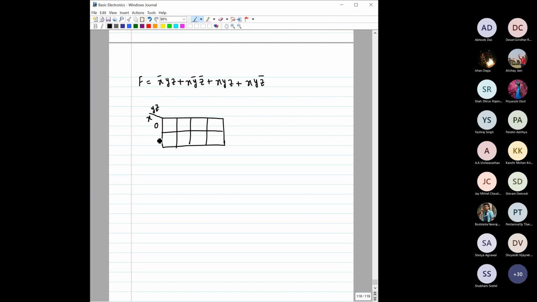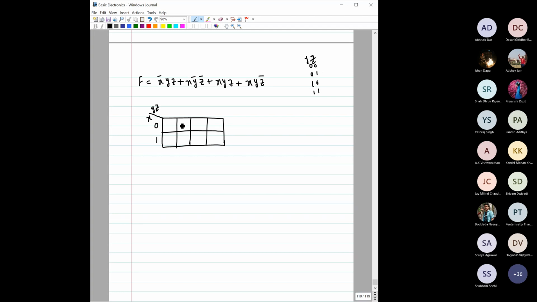So x would be 0, 1. For yz, we have to be a bit careful. Why are we putting yz values here? yz values can vary like 0 0, 0 1, 1 0, 1 1, right? There are 2 variables. Y can take 0 and 1, and Z can also take 0 and 1. So based on that, we can write 0 0, 0 1, 1 0, 1 1. These are the values yz can take.